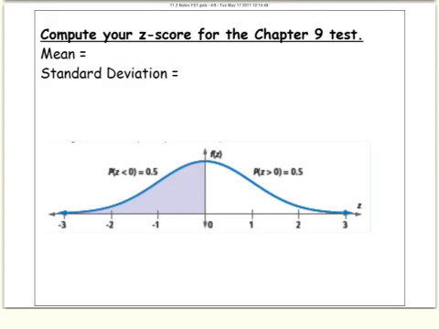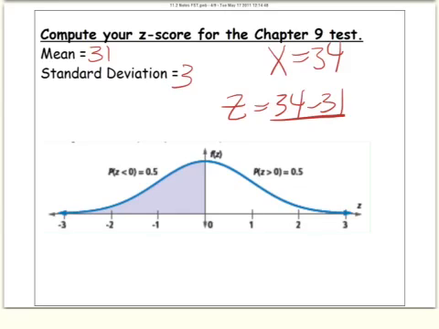All right, we talked about this a little bit, but let me tell you, what if the actual Chapter 9 test you just took, the average out of 39 points was 31? The standard deviation was 3 points. So again, on average, most people deviated either 3 points high or 3 points low. If you got a 34 on your test, what's your z-score? So my z-score would be 34 minus 31 divided by 3, which is 3 divided by 3, or 1.0.